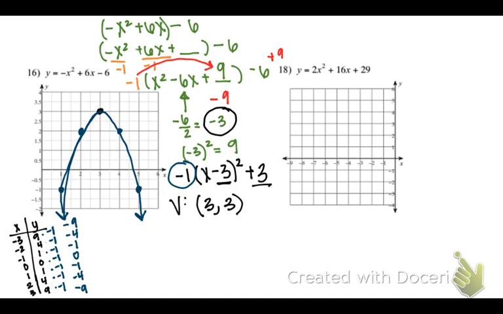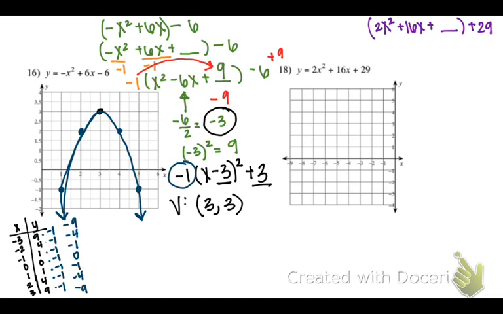Okay. All right, let's do this last one. So I'm going to rewrite this. Let's do it in purple, I guess. So this is going to be 2x squared plus 16x plus some number, and I'm going to put this in parentheses, plus the 29 on the outside.